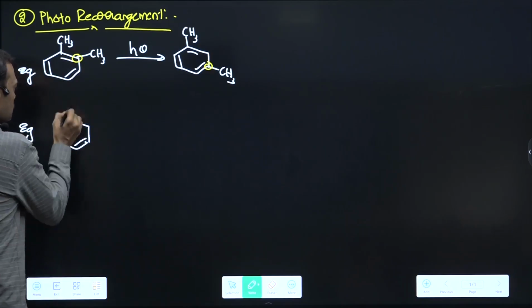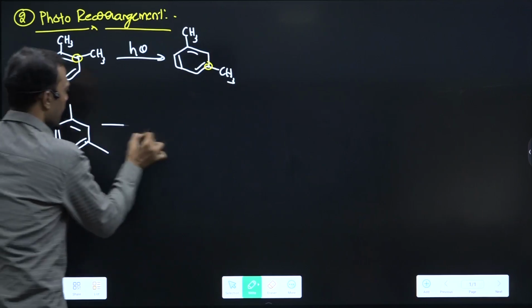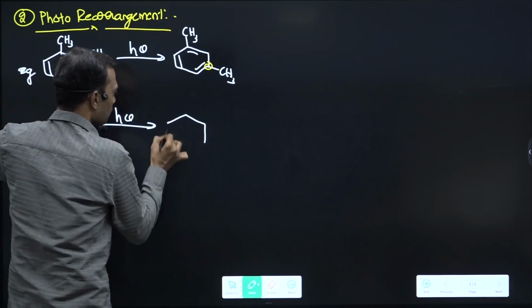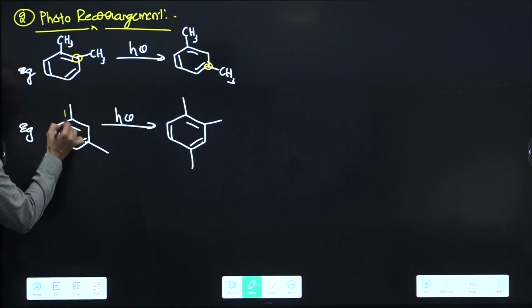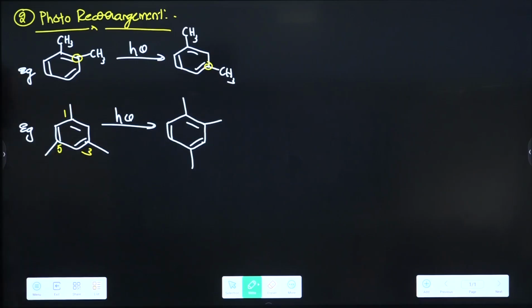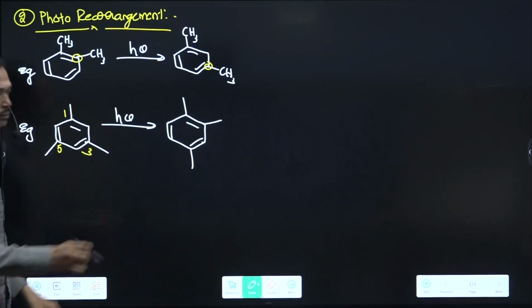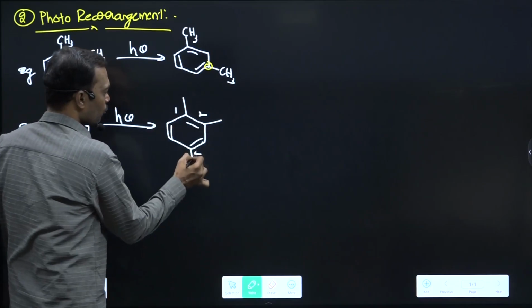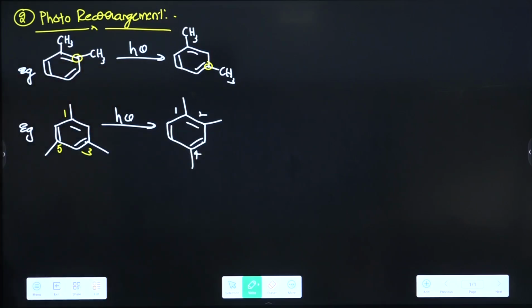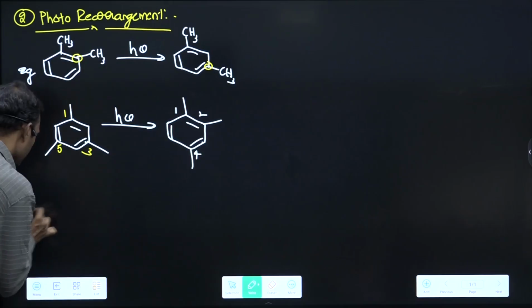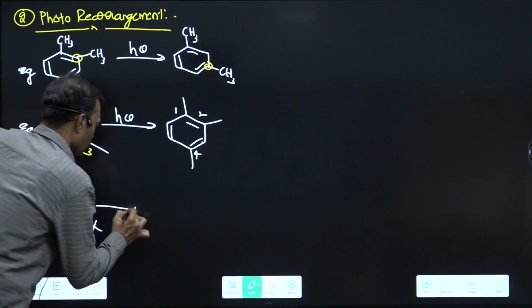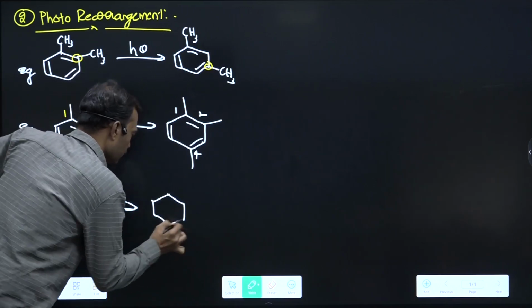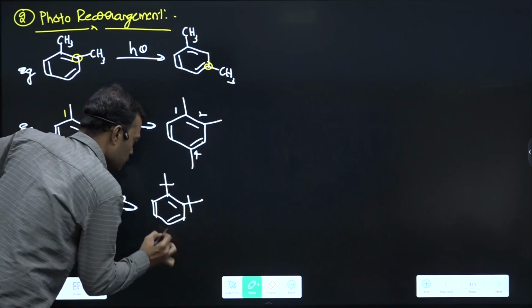Suppose three substitutions are present: methyl, methyl, methyl. Now this is most important. If they give 3 methyl, 1,2,4 is the major answer. Suppose your starting material is 1,3,5-trimethylbenzene. When 1,3,5-trimethylbenzene is photochemically irradiated, that will give this, you need to remember, 1,2,4-trimethylbenzene. Especially if they give tertiary butyl like this, now photochemically if it is irradiated, then what is your answer? First position, second position and fourth position.